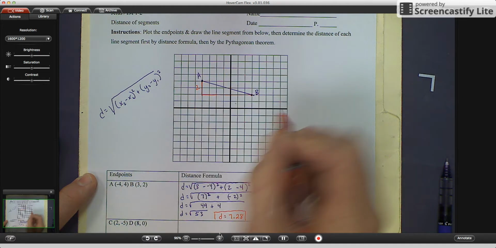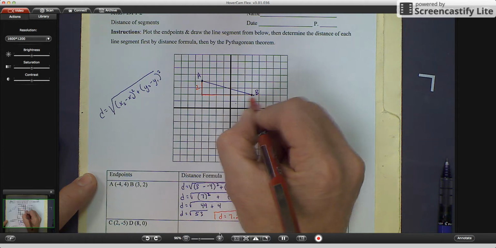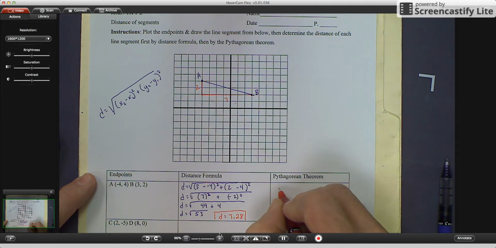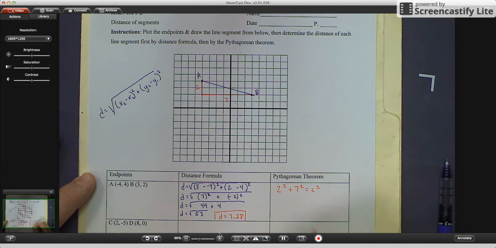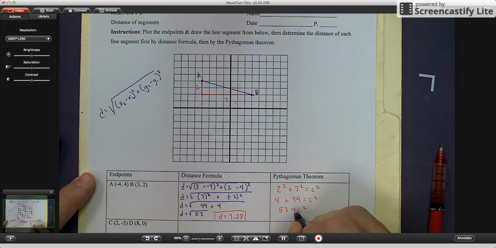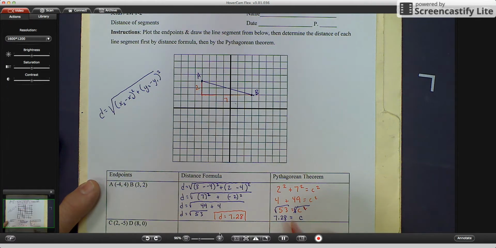And I notice that I have 2 units there and 1, 2, 3, 4, 5, 6, 7 units there. So Pythagorean theorem says a squared plus b squared is equal to c squared. 2 squared is 4. 7 squared is 49 is equal to c squared. 4 plus 49 is 53 is equal to c squared. And then what we're going to do is we're going to square root both sides, because the square root of something squared is just itself. And then we have to square root that side. And the square root of 53 is 7.28, as we found in the first one.